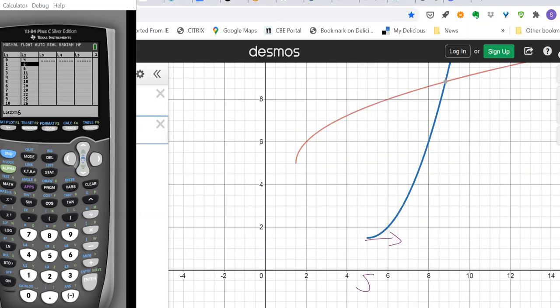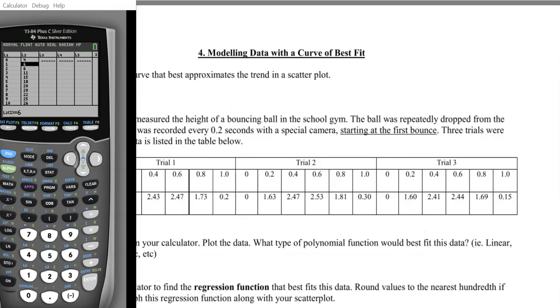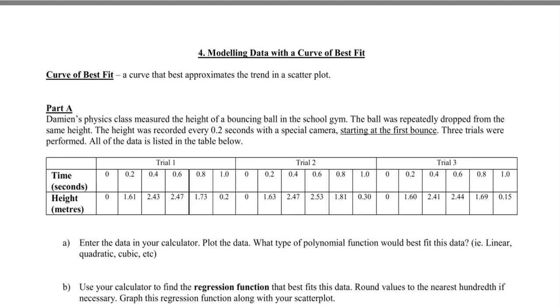Okay, so let's go to, not that, this. Here we go. All right, modeling data with a curve of best fit. So this is your worksheet. A curve of best fit is a curve that best approximates the trend in the scatter plot. For us in this course, it will either be quadratic or cubic. On any assessment, so on the test or on the diploma, they will always tell you what to run. Okay, so if they say determine the line of best fit, that's linear, right? Otherwise, they'll say run a quadratic regression or a cubic regression.